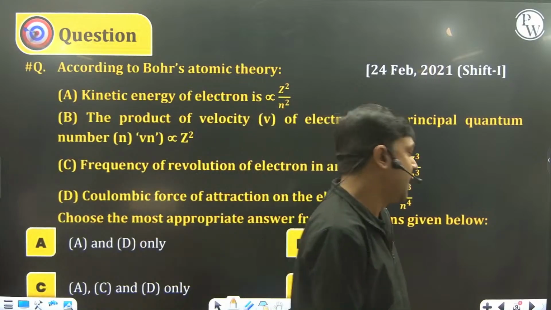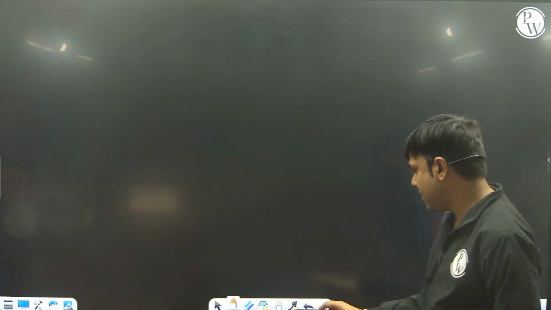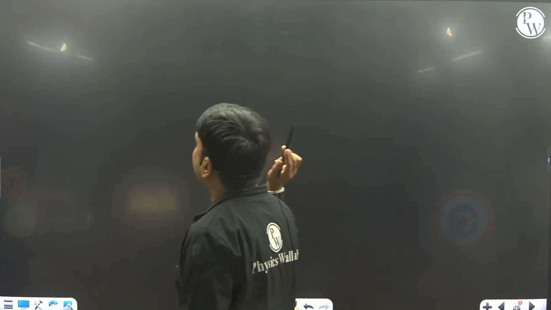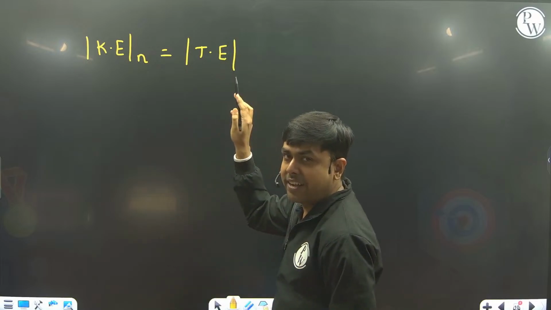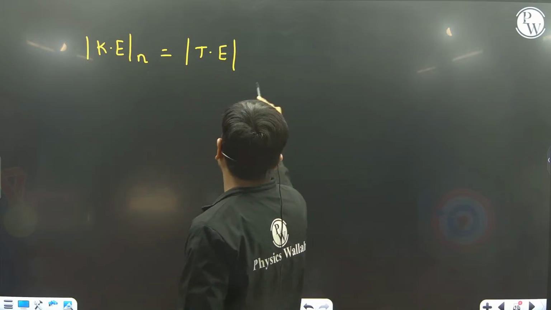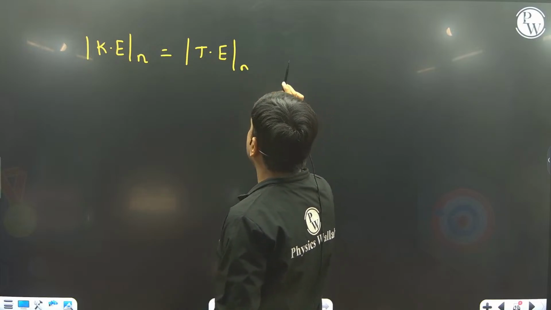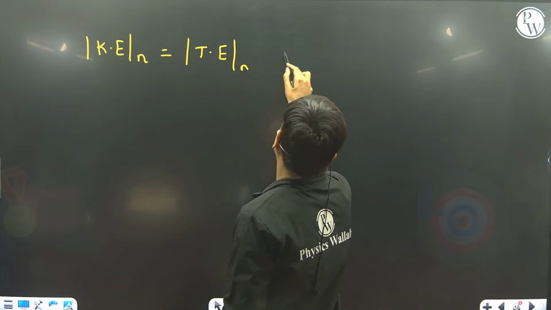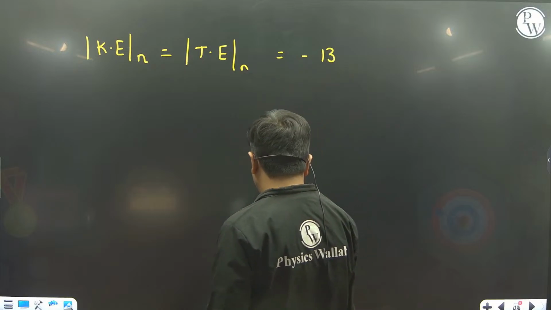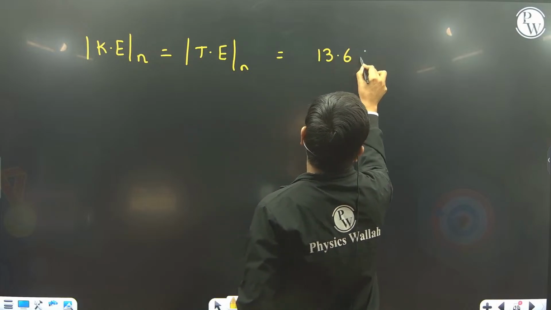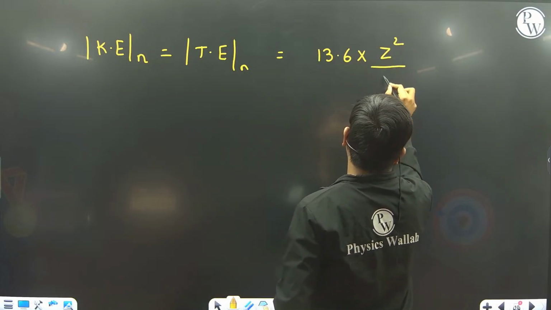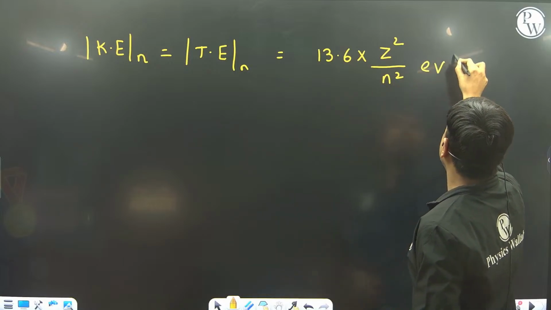Shall I start? Okay. Kinetic energy of electron in the nth orbit. Magnitude of kinetic energy of electron in nth orbit is the same as magnitude of total energy. The sign difference is there, but magnitude wise it's the same, and that's in the nth orbit. N represents the orbit number, and that's equal to minus 13.6. If I am writing magnitude, let me write directly the magnitude: 13.6 into z square upon n square electron volt per atom.